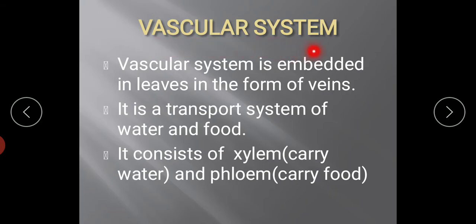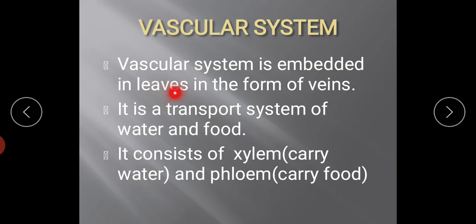Vascular system, as I have told you, is actually a transport system of water and food inside the plant. This system is made from xylem and phloem. Xylem and phloem are two tube-like structures present in the stem and leaves. Xylem carries water from roots to the leaves. Phloem carries food from leaves to all parts of the plant. This xylem and phloem, which make the vascular system, are also embedded in the leaves in the form of veins.